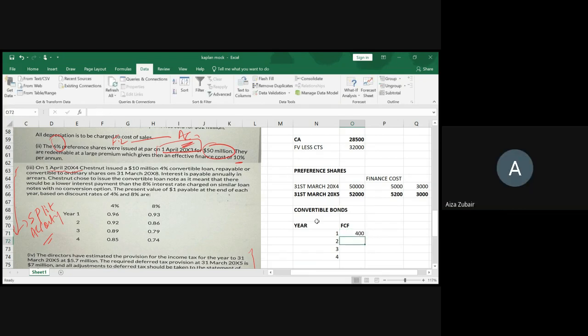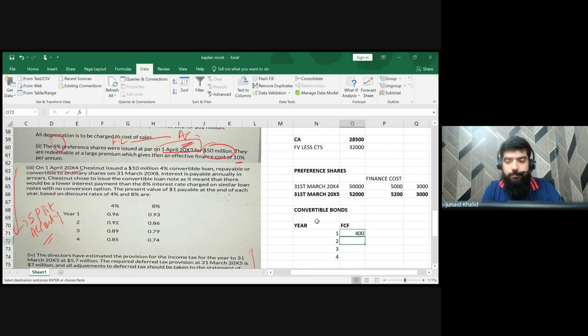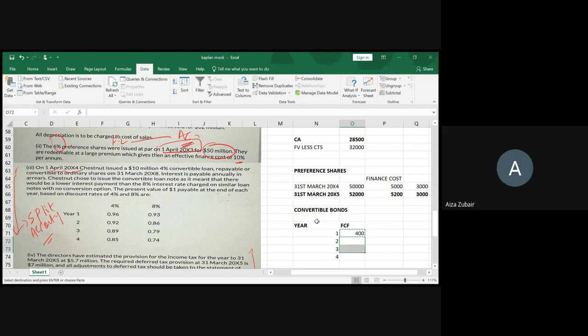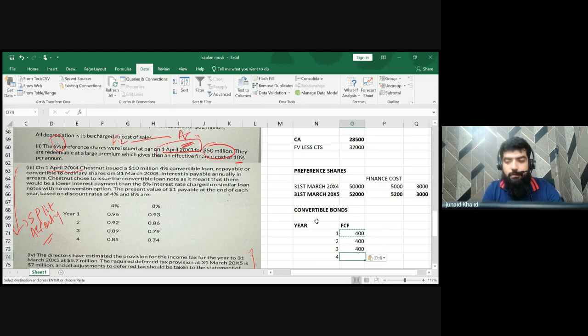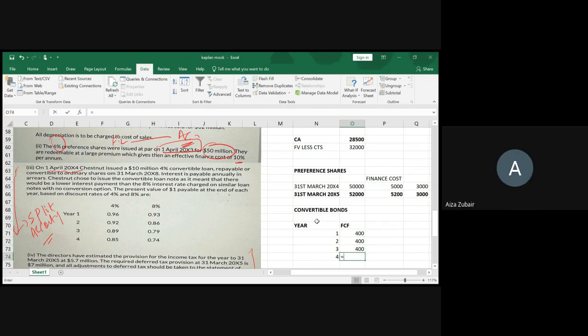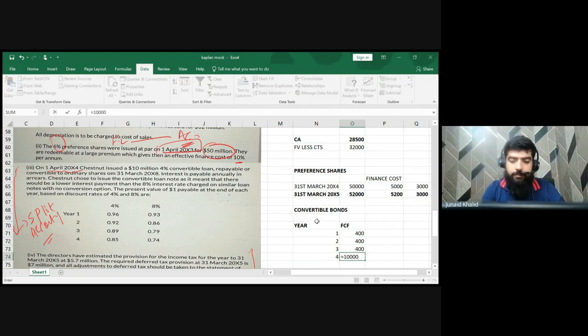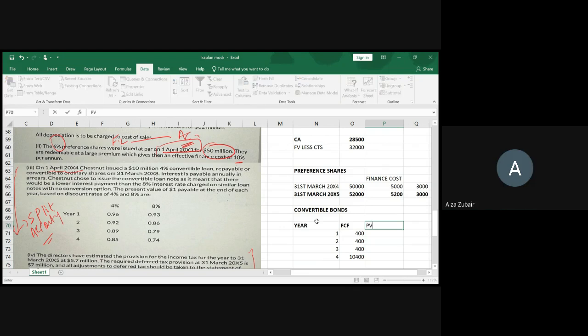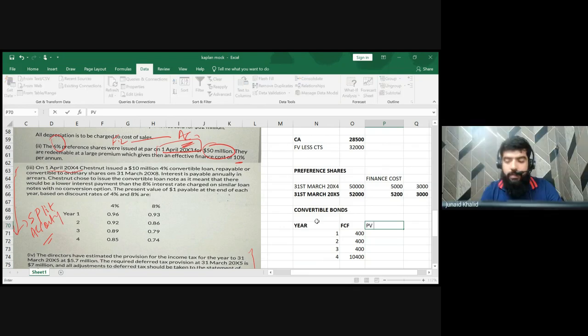The same will be done for year 2. What about year 3? Same. For year 4, we add the 10,000. So 10,000 plus 400. And now what do we have to do? We discount it at the rate of 8%. So we are going to calculate the present values, right?